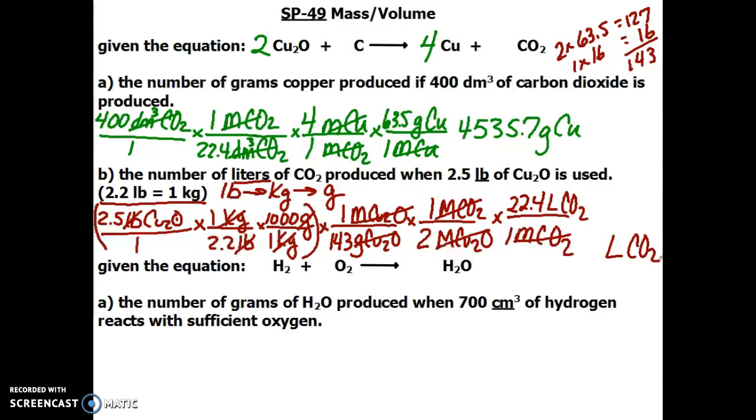So we start with our 2.5 divided by 2.2 times 1,000 divided by 143 divided by 2 times 22.4, and it comes out to 89.0 liters of CO2. That is a mass volume problem. And like I said, I think it's actually easier than a mass problem just because of the fact that one of the numbers you do not have to come up with. We'll always use 22.4. So we've just finished a mass volume problem. Hopefully that's helpful to you.